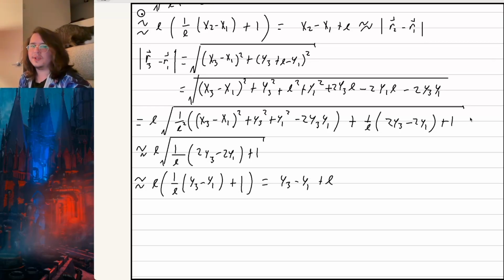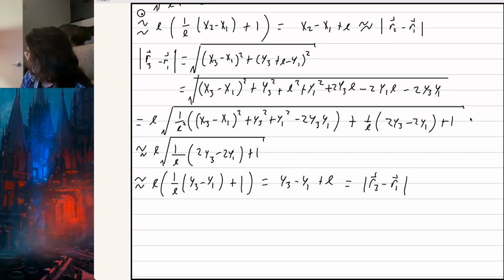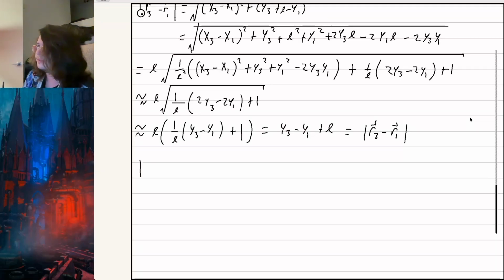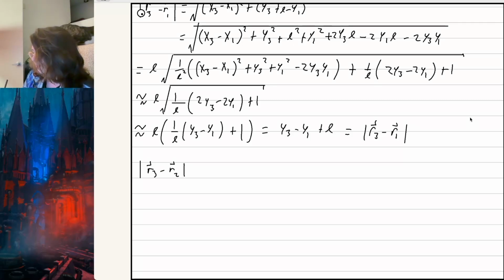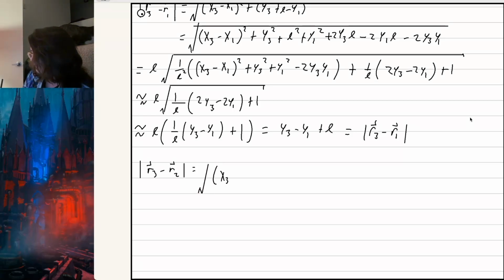All right, we have the 3, 1 term. We did it the same way that we did before. Now I just need the 2, 3 term. It's going to involve some expansions and some approximations, same as before, but now they're going to be a bit different. So inside the radicand, we're going to have x3 minus x2 minus L squared, y3 plus L minus y2 squared.